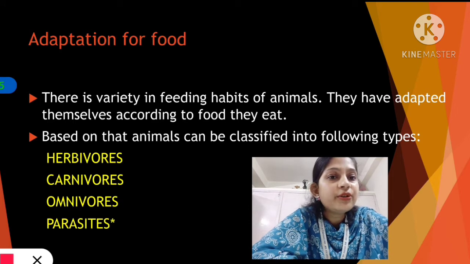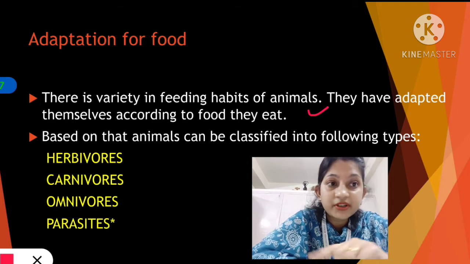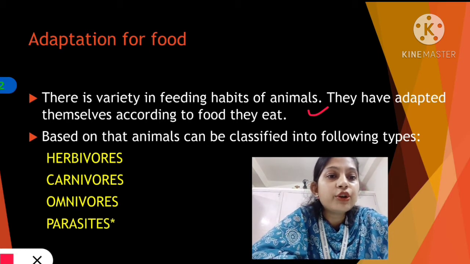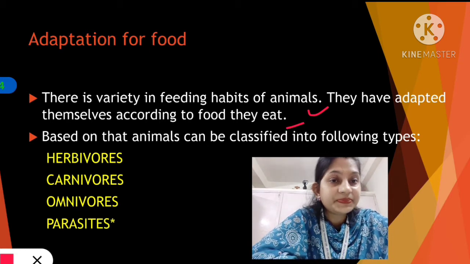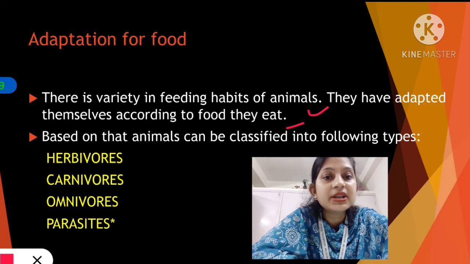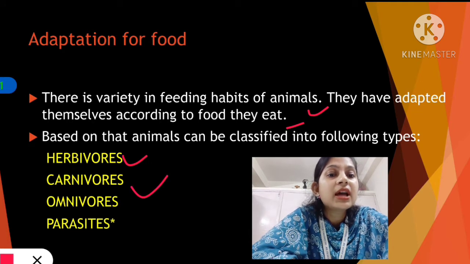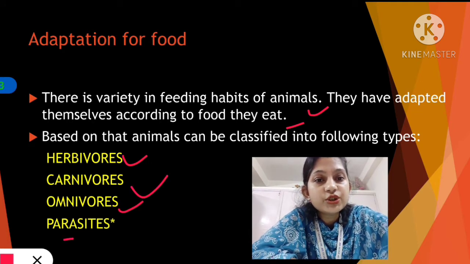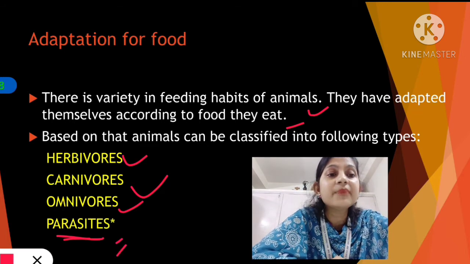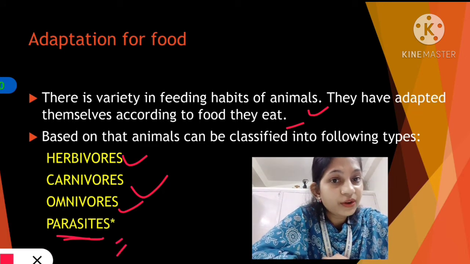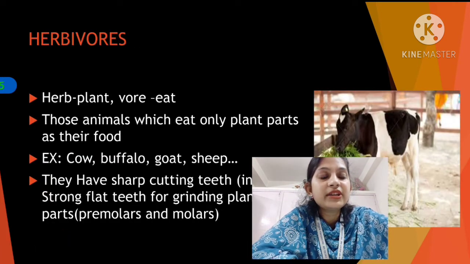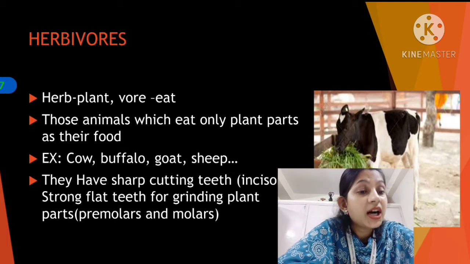There are variety of feeding habits in animal. You remember first in the starting I have shown you pictures. They have adapted themselves according to food they need. Based on that, animals can be classified into following types: herbivores, carnivores, omnivores, and one term which is not there in your book. We are going to deal with that also. You should be aware of that. That is parasites. Okay, so now these terms, you may be aware of these terms. So now let us understand what are these terms.